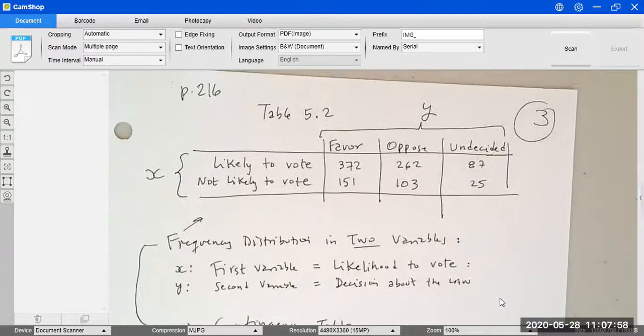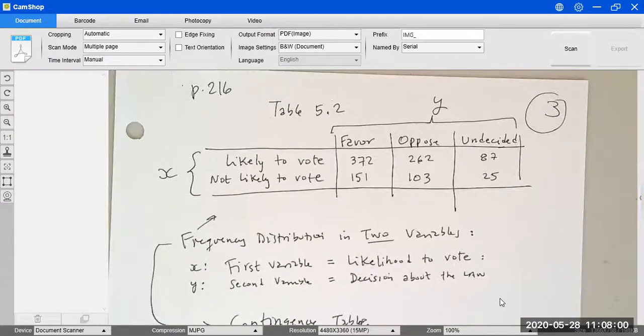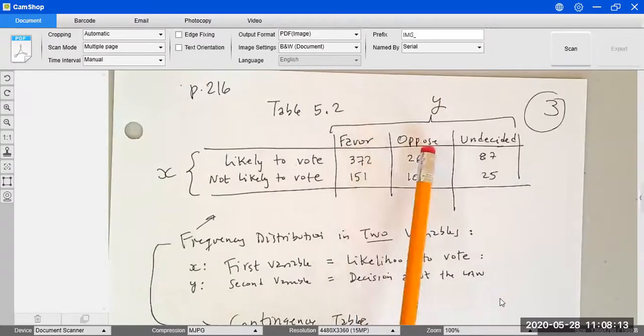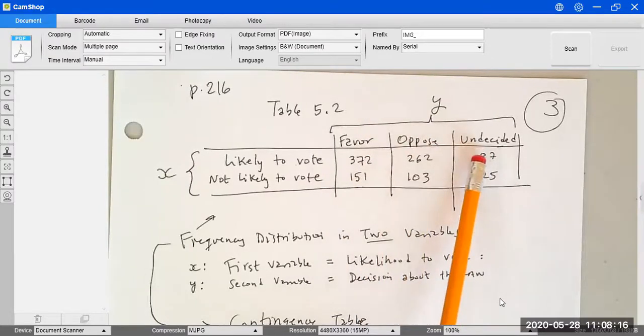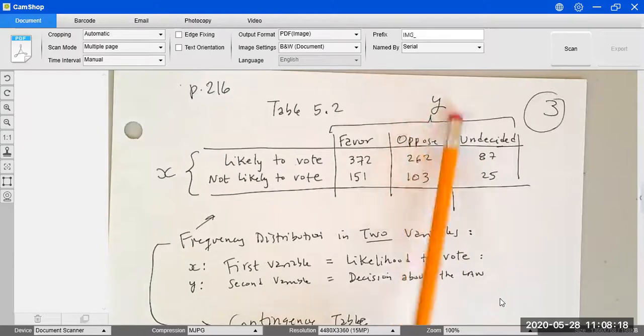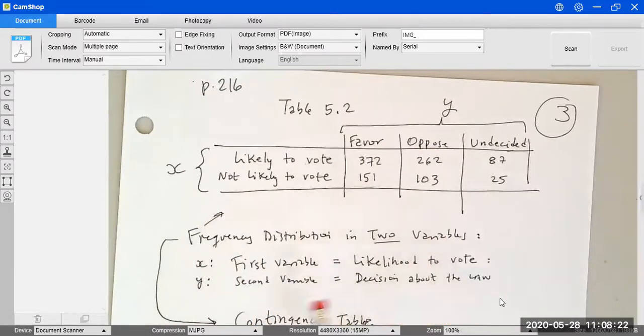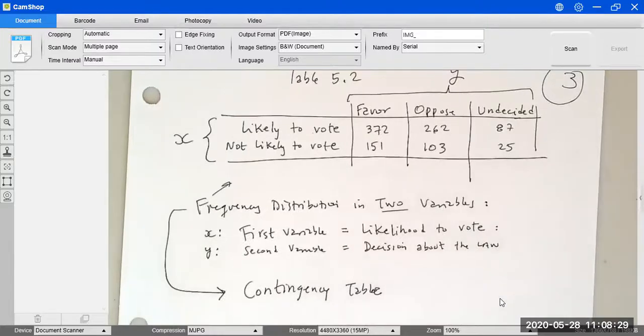So I'm just copying that table here, table 5.2, and I'm just describing how people are likely to vote. This is going to be one variable, X, and whether they are in favor or against or undecided about a certain law, that is going to be the other variable. So we say that this is a frequency distribution in two variables. So, and I have here describing again those two variables, and we call this a contingency table.